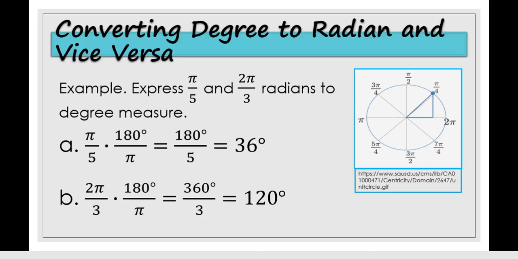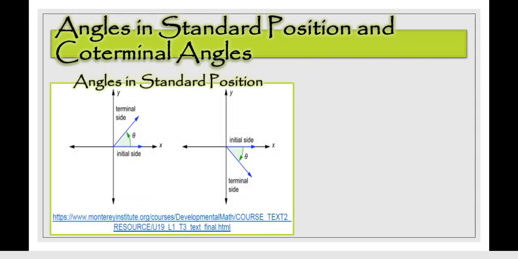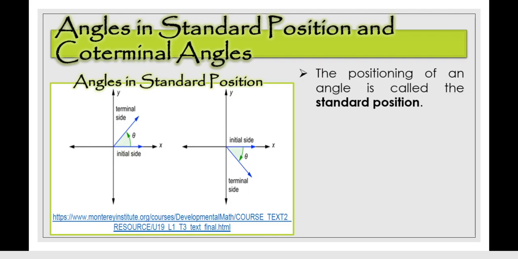Now let us continue by having the last subtopic, which is the angles in standard position and the coterminal angles. Let's start with angles in standard position. The positioning of an angle is called the standard position. It is in standard position when the initial side coincides with the positive x-axis.